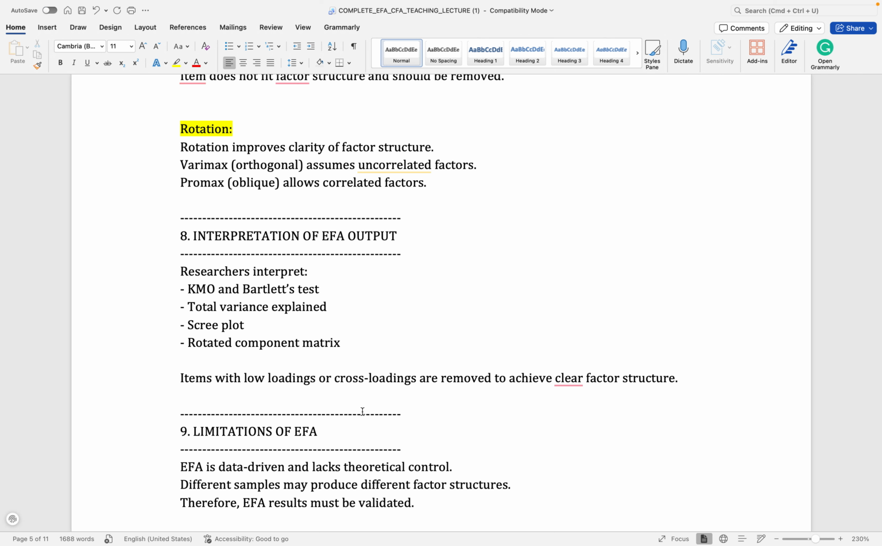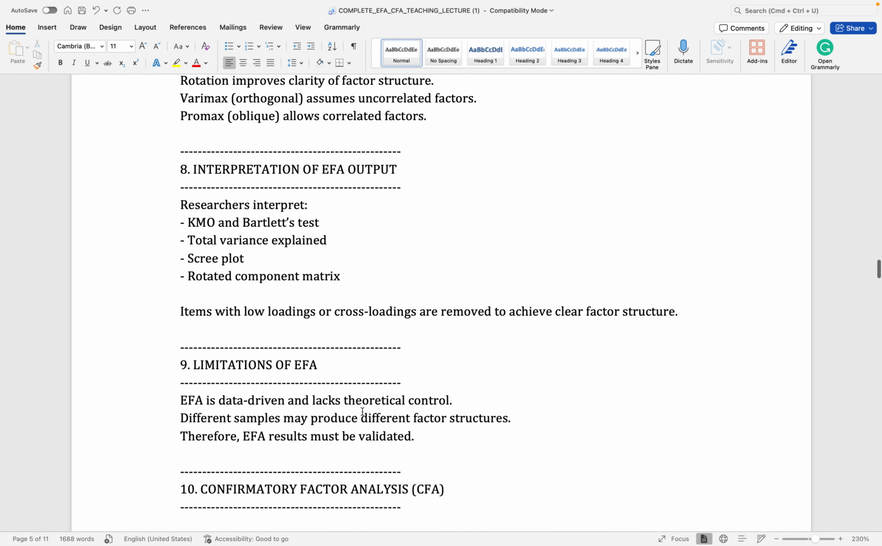Interpretation of EFA output. The researcher interprets the KMO and Bartlett test, total variance explained, scree plot, and rotated component matrix. Items with low loading or cross loading are removed to achieve a clear factor structure.